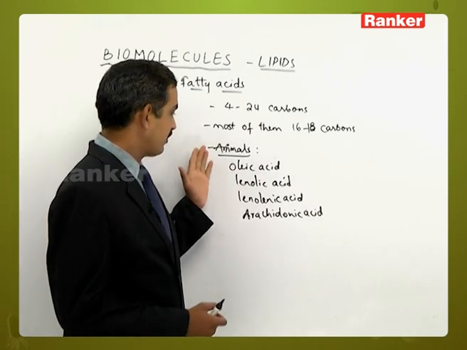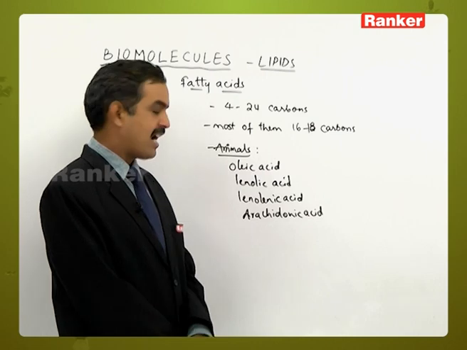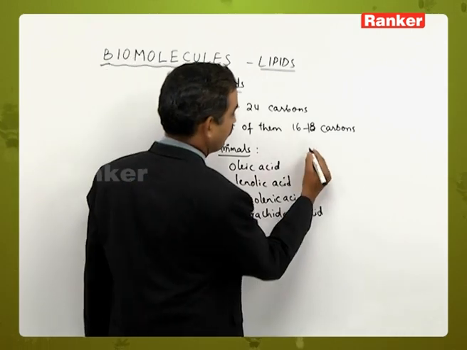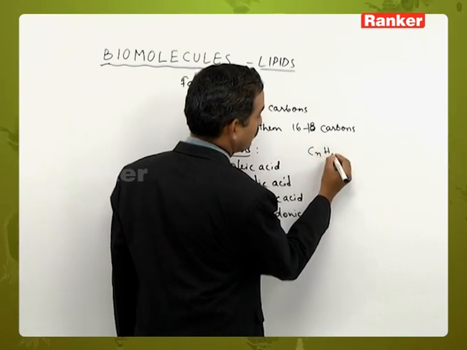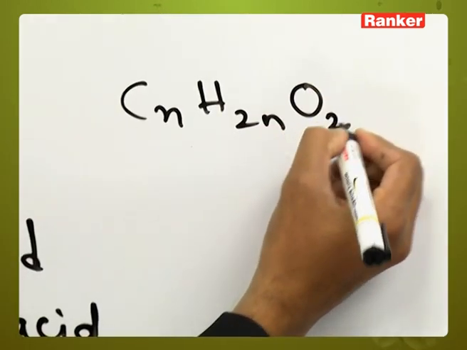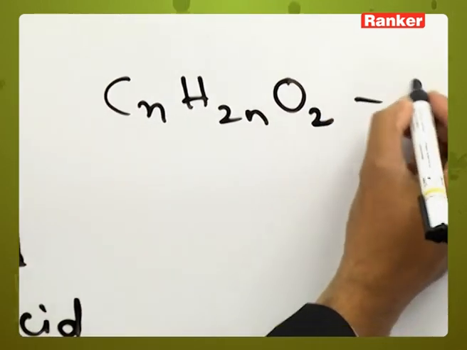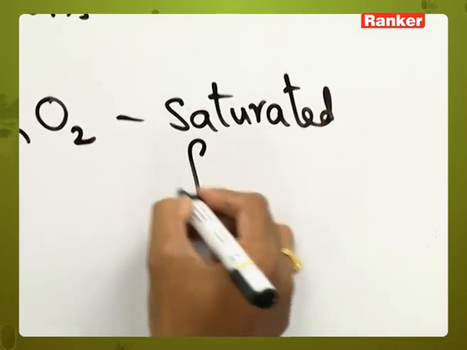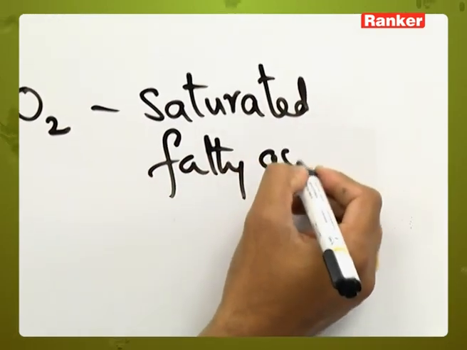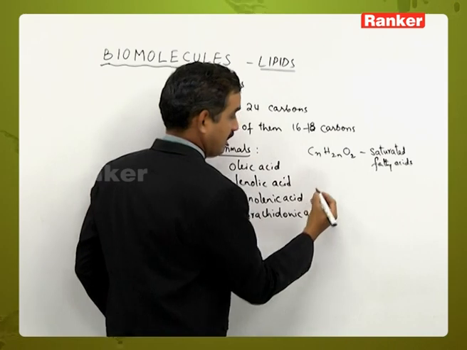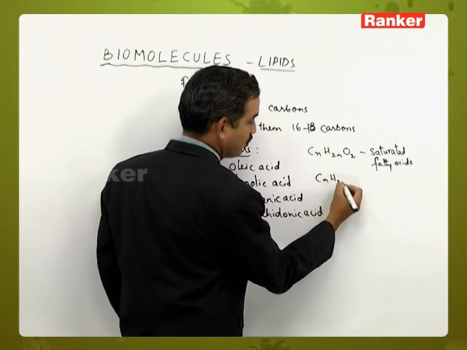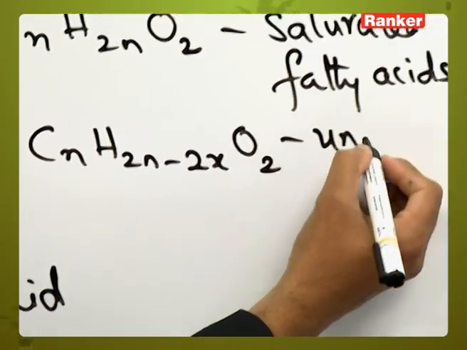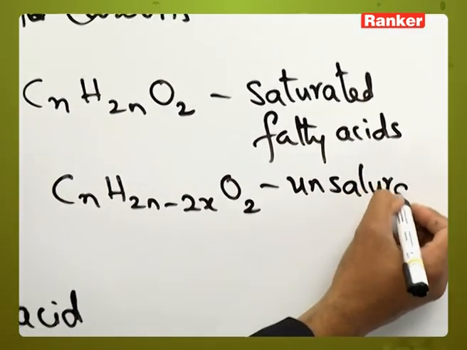All of them, whether oleic, linoleic, linolenic or arachidonic acid, have the same basic formula, CnH2nO2. This is related to the saturated fatty acids. But CnH2n minus 2x O2 is the molecular formula for unsaturated fatty acids.